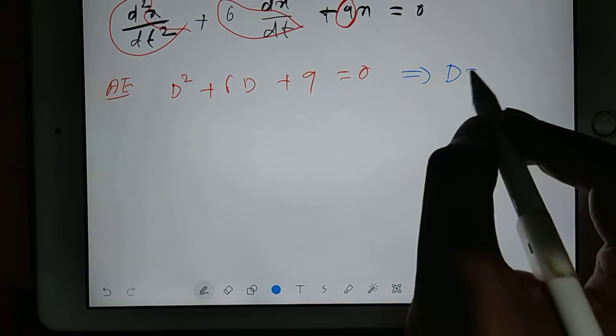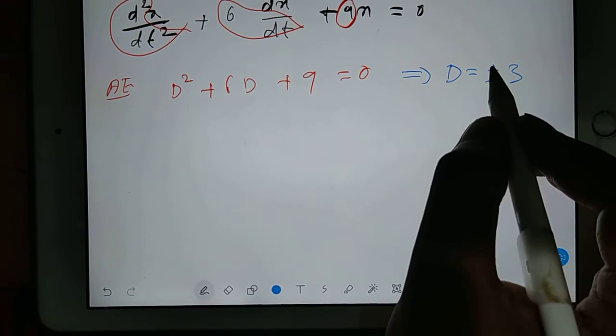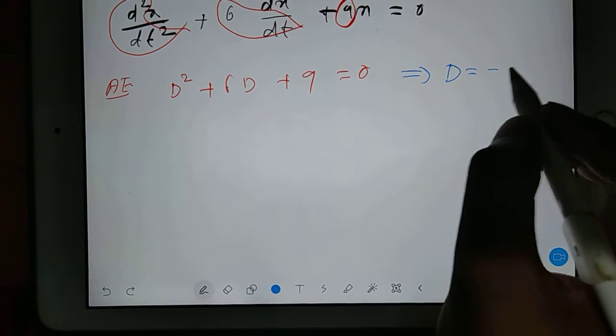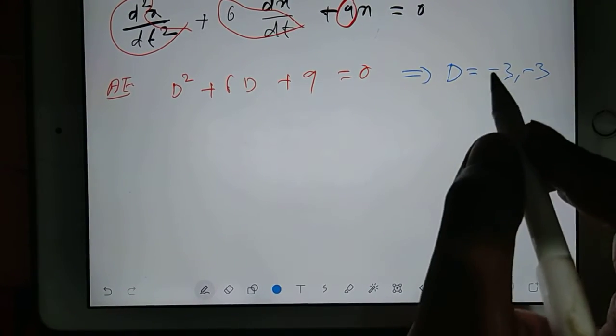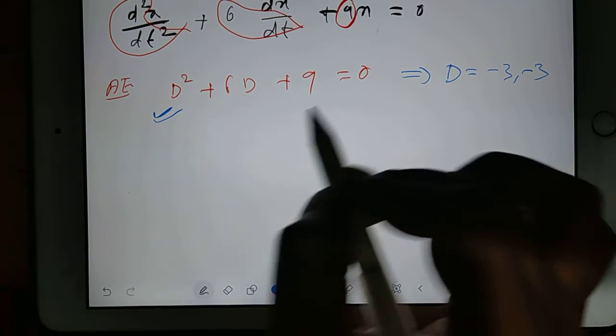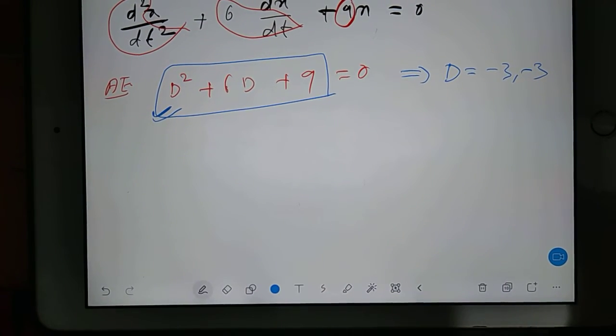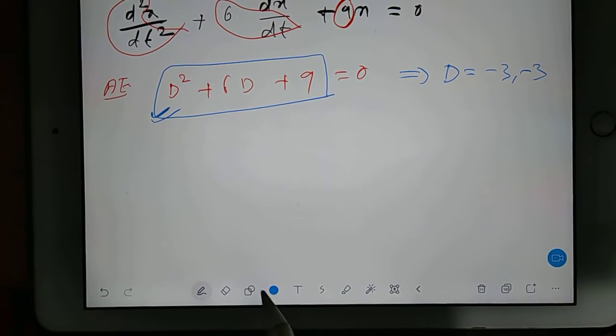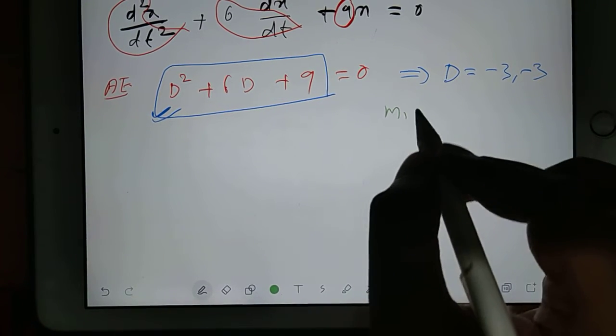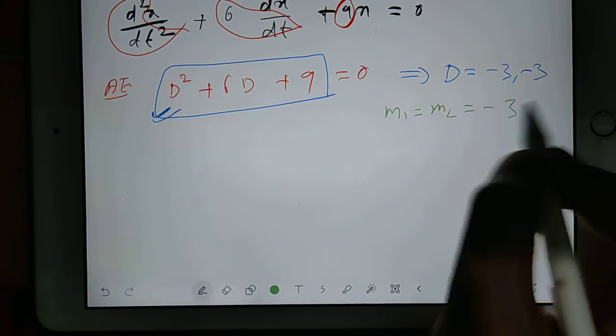When you solve this, D will be equal to minus 3. So you are getting minus 3 two times. Both answers are same because this is nothing but the expansion of (D plus 3) whole square. So what you got? You got m1 is equal to m2 and they both are equal to minus 3.